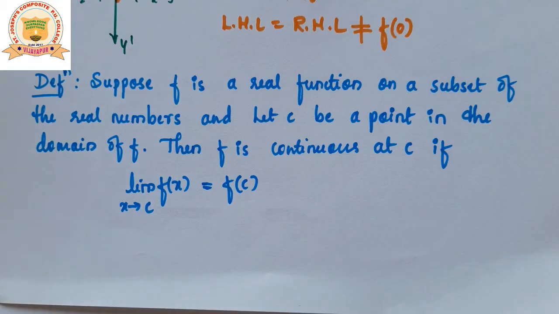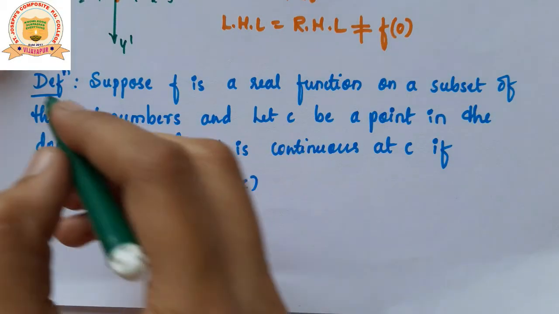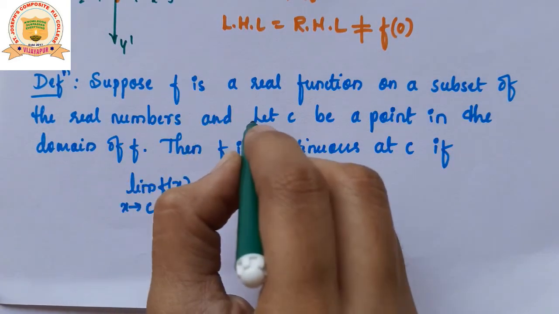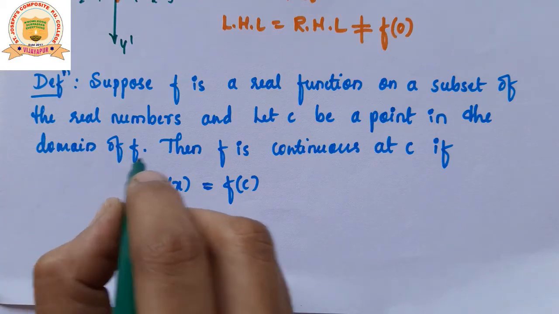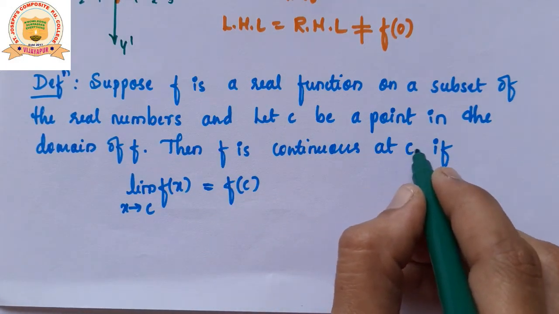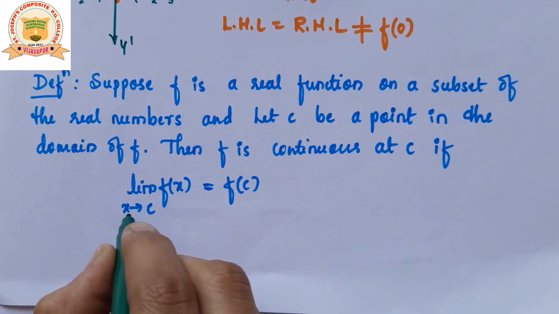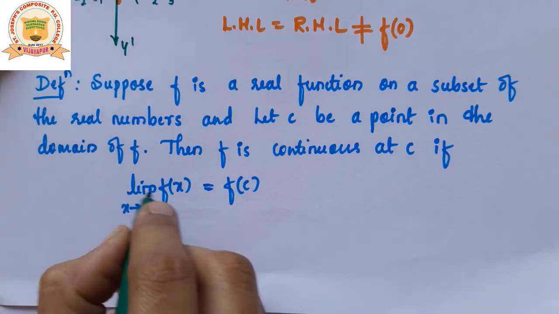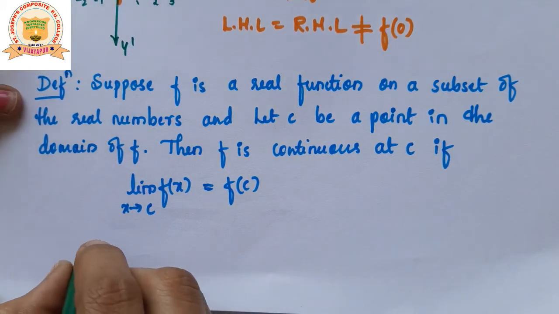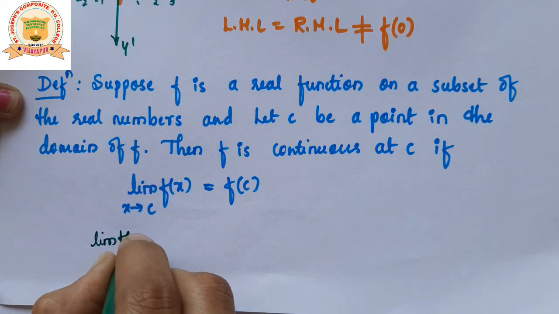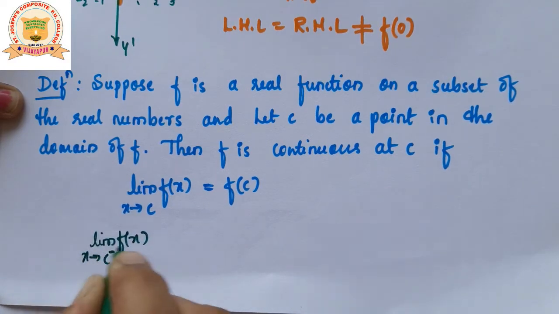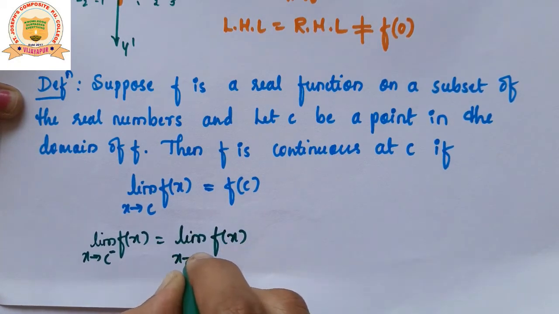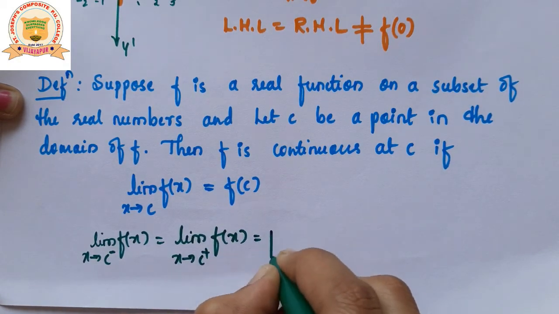Now we have a definition of continuity at a given point. Definition: suppose f is a real function on a subset of real numbers and let C be a point in the domain of f, then f is continuous at C if limit of f of x as x tends to C is equal to f of C. More elaborately, we can write limit of f of x as x tends to C as limit of f of x as x tends to C minus is equal to limit of f of x as x tends to C plus, this is equal to f of C.